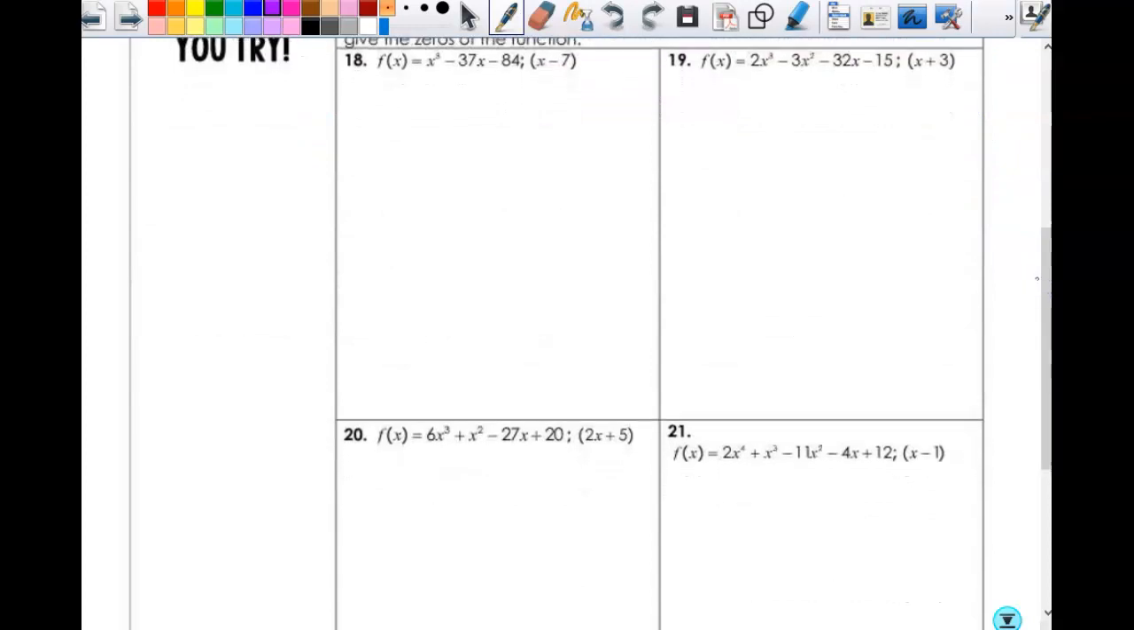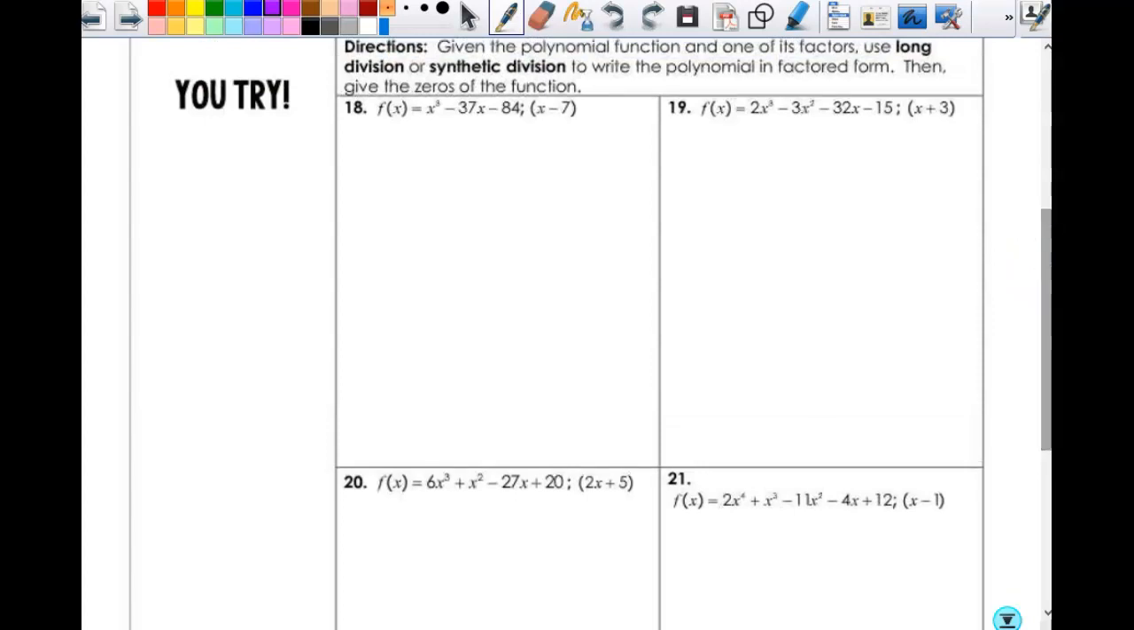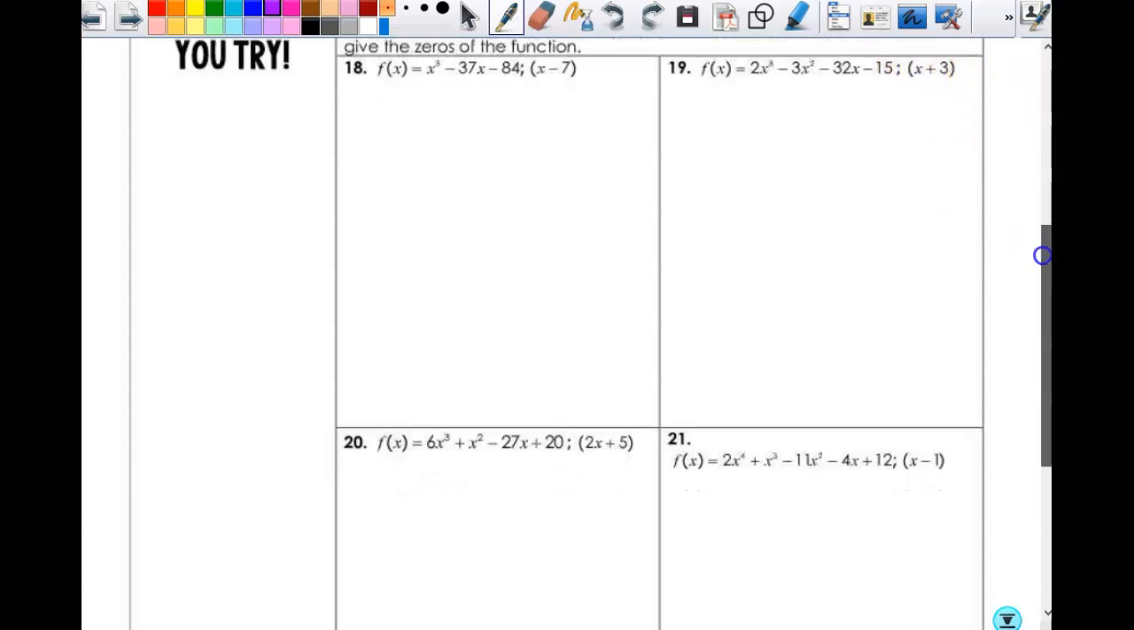So 19, I've got, and it says it's the same directions to divide. It says divide using long division or synthetic division, and then write it in factored form, then find the zeros. All right, so am I allowed to use synthetic division for this? Yes. So I get x equals negative 3. So negative 3. And then 3, 2, 1, 0. Okay, so I don't have anything missing.